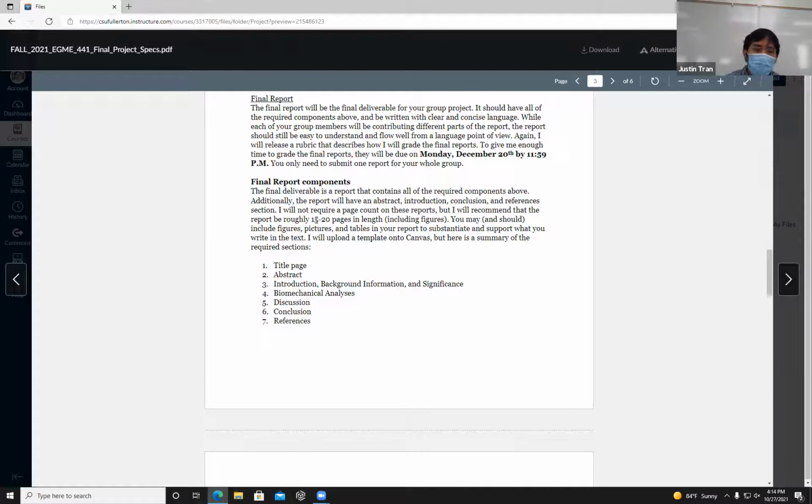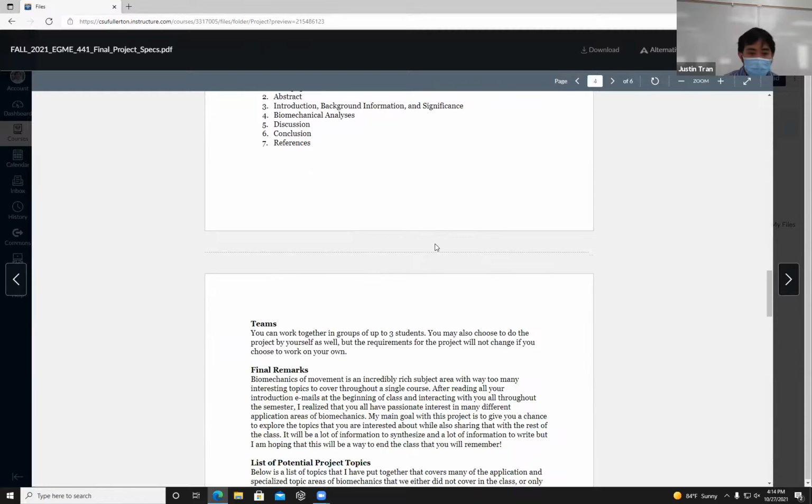That's a fairly conservative estimate. I expect probably a lot of people will go over 20 pages, depending on how detailed you are. But that's the rough ballpark. But again, I'm not going to penalize you on whether you go over or under this length. It's just a rough ballpark to give you an idea. All right, teams.